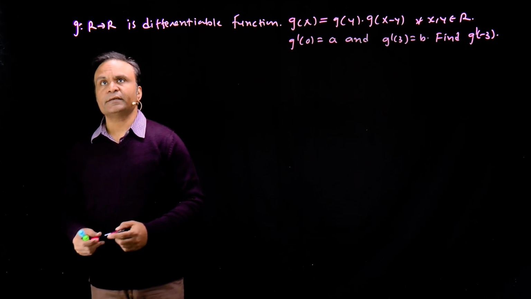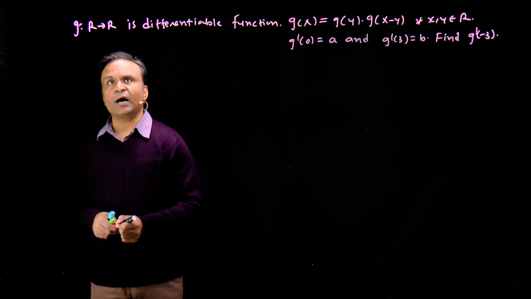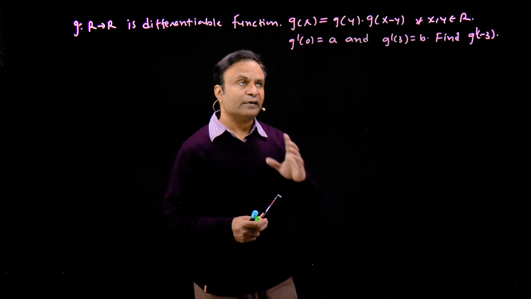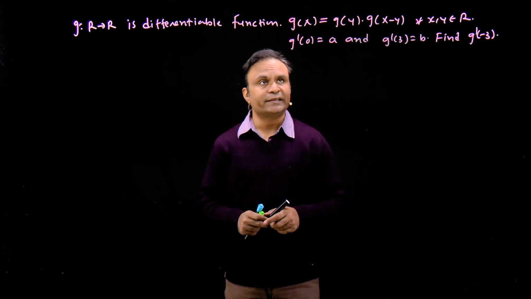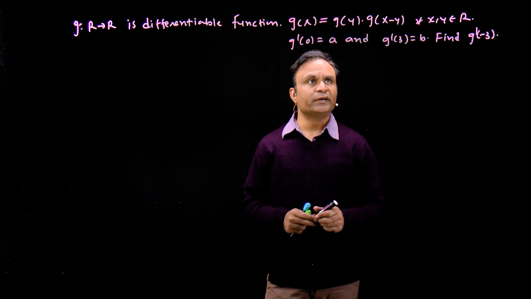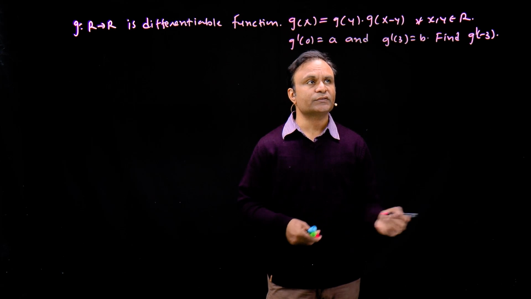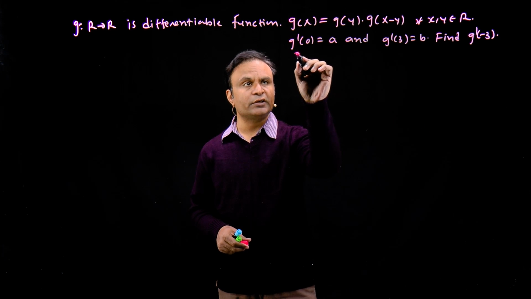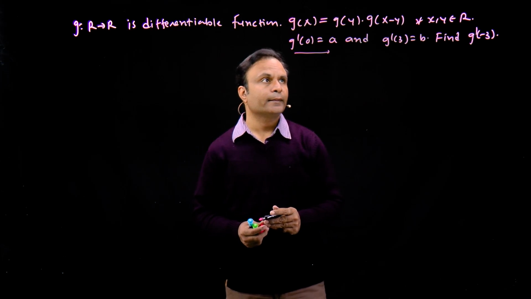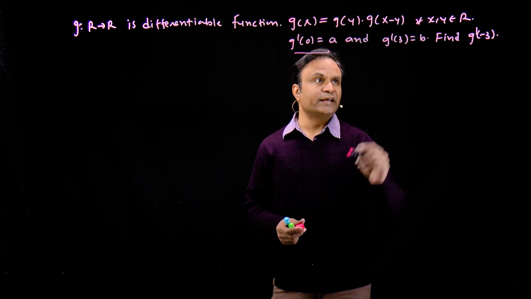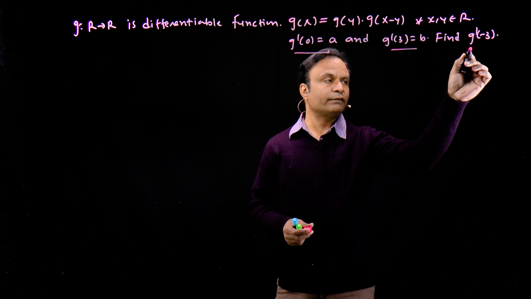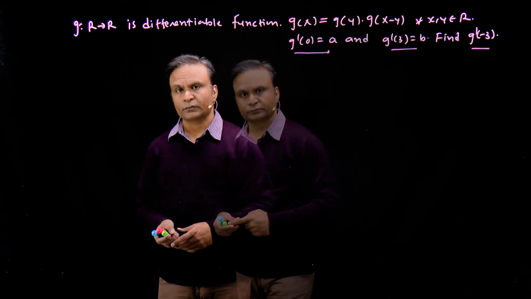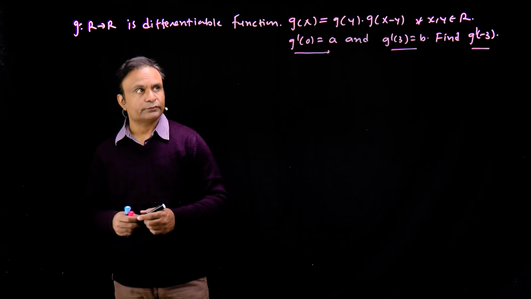The question is: for a function g from R to R, which is a differentiable function, the functional relation is g of x is equal to g of y multiplied by g of x minus y for all x, y belonging to R. g dash 0 is equal to a and g dash 3 is equal to b. Then find the value of g dash minus 3. Okay, how do we start the question?